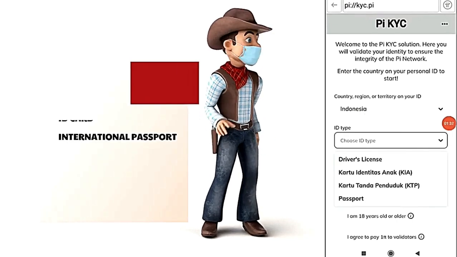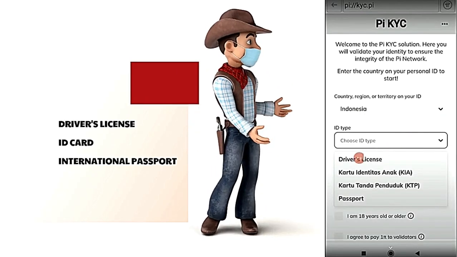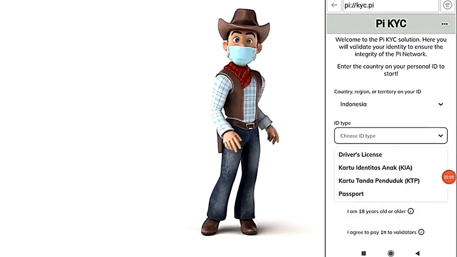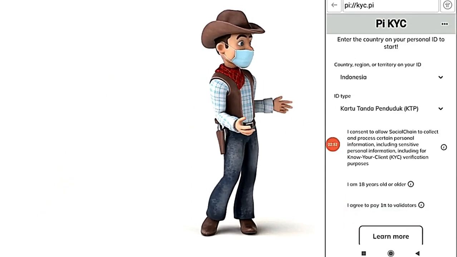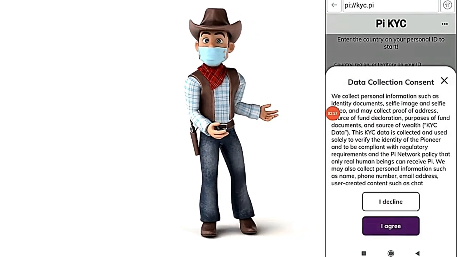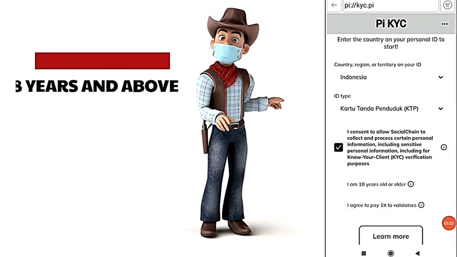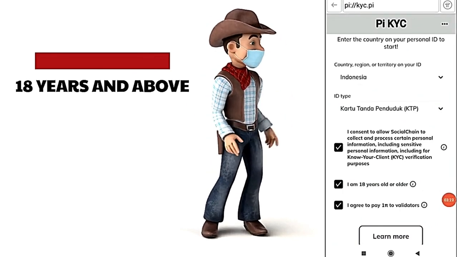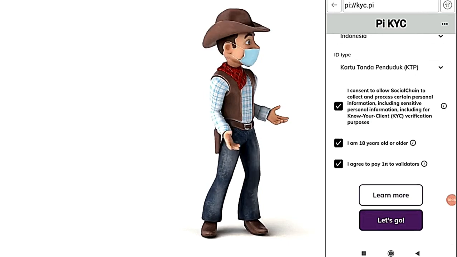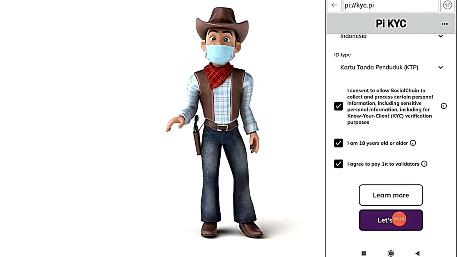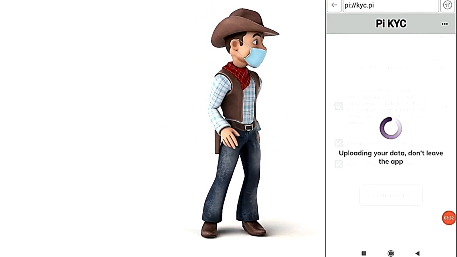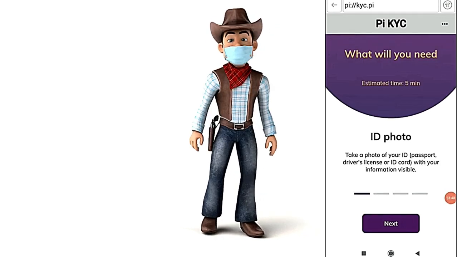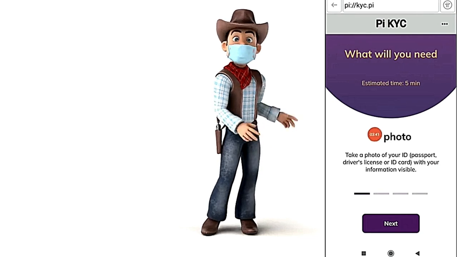After that, you select the sort of ID you want to present. The different alternatives are driver's license, ID card, like a birth certificate, identity card, and passport. After picking, you have to consent to allow the social chain to collect and process certain personal information, after which you indicate if you are 18 years and above, and also that you accept to pay 1 Pi for the cost of conducting the KYC. And then you click on Let's Go. This will submit your preferred choices and lead you to the next stage.